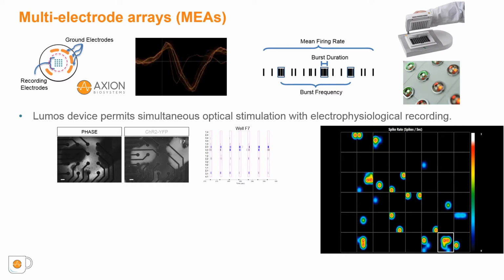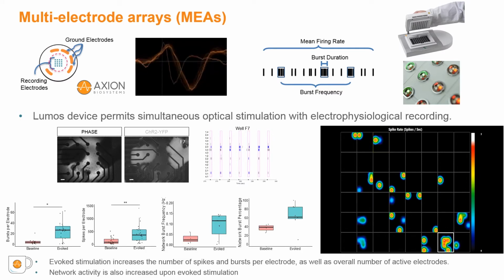Quantifying this across the plate shows that evoked stimulation increases the number of spikes and bursts per electrode, as well as the overall number of active electrodes. Network activity is also increased upon evoked stimulation, suggesting that the optogenetic system performs as expected.